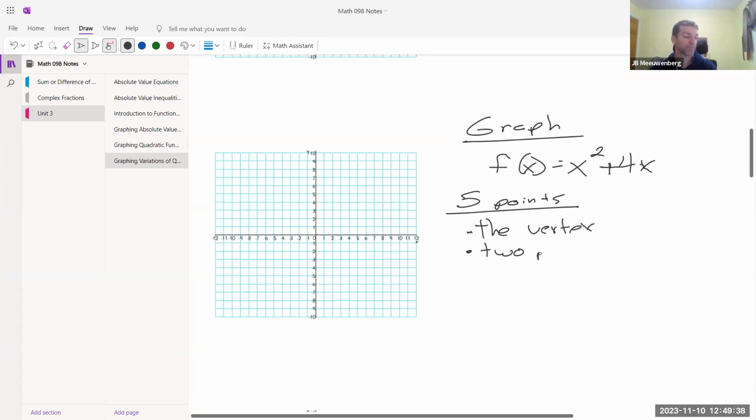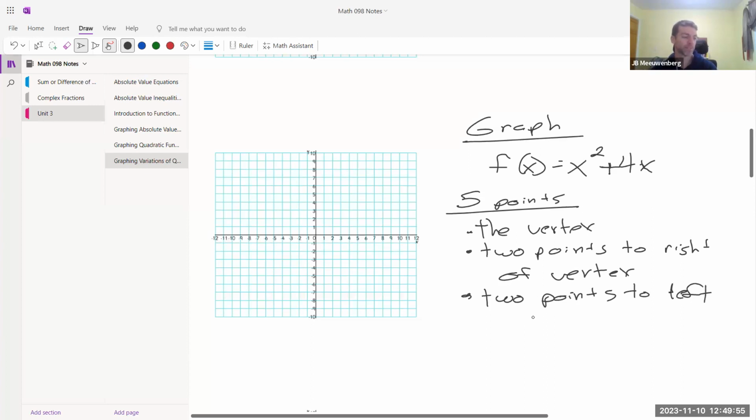2 points to the right of the vertex, and you can probably guess 2 points to the left of the vertex. To the left of the vertex.